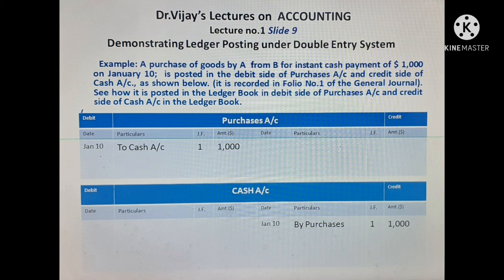ledger posting is done. Now look at the folio column, the journal folio column. See, number 1 is shown. On the credit side also the same number 1 is shown. This means this transaction is taken from folio number 1 of the journal book. Okay, further we will study in the next lecture.